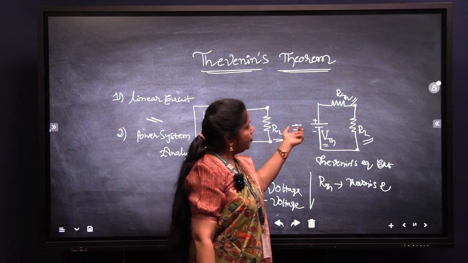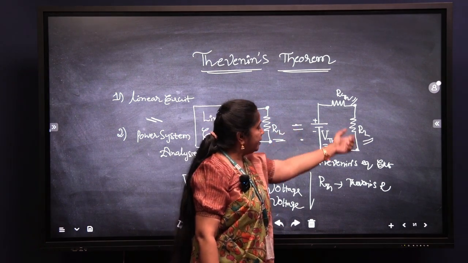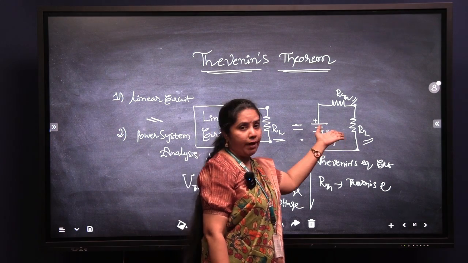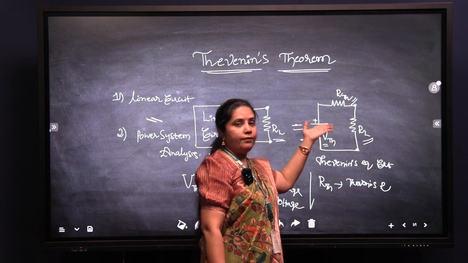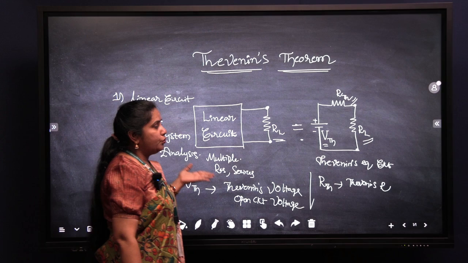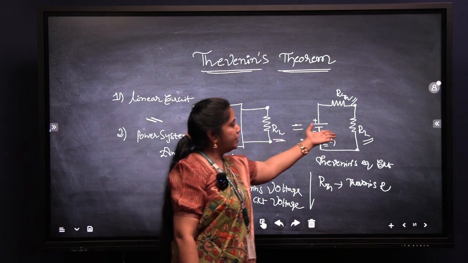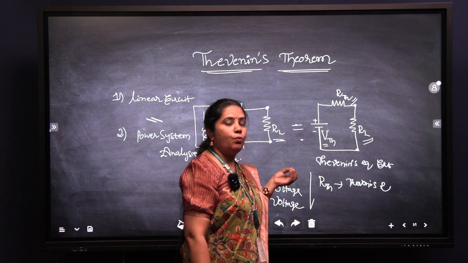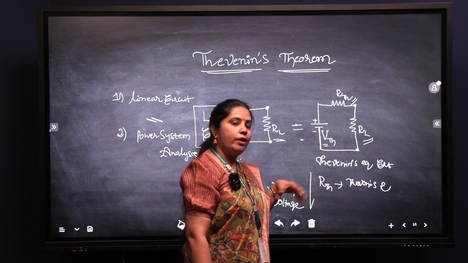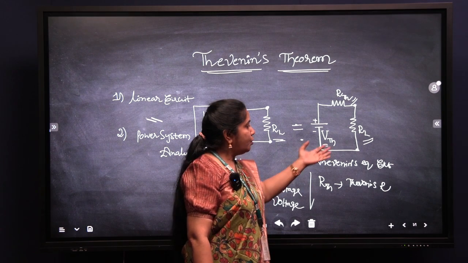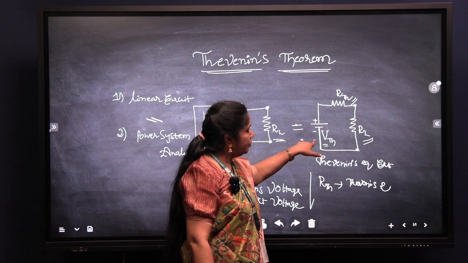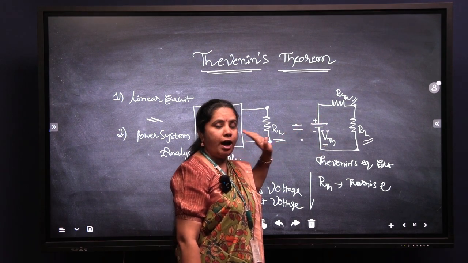If you know these two values, automatically we can complete our Thevenin's equivalent circuit, because we already know the value of the load resistance where you want to calculate the current. From the problem itself you can understand the value of RL. RL is the resistor in which you want to calculate the current, or it may be the voltage. So if you know the load resistance, what are the unknown things in the circuit? Only the VTH value and the RTH value.